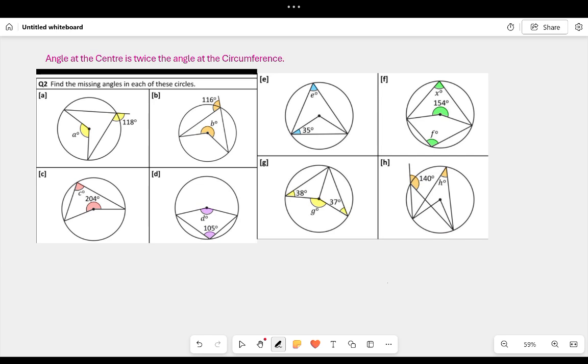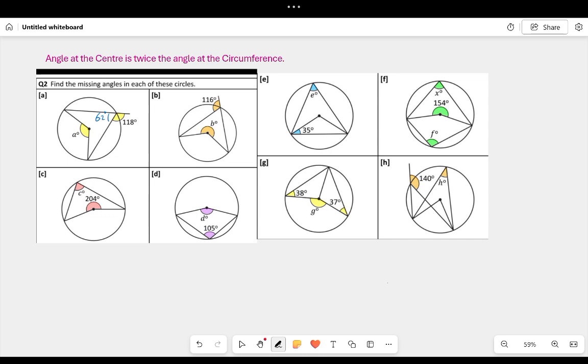Now let's start with A. So all these questions we're just going to use one theorem, which is the angle at the center is twice the angle at the circumference. Now all we need to do to work out A, we know 118 lies on a straight line, and therefore the remaining part here is going to be 180 minus 118, which is equal to 62 degrees.